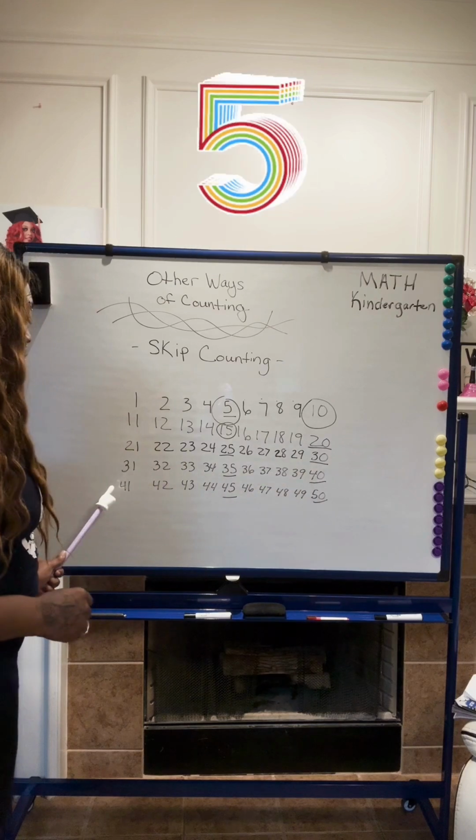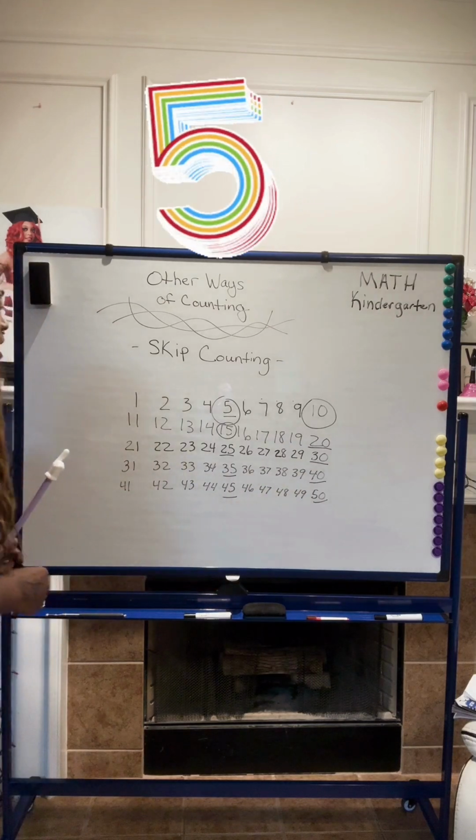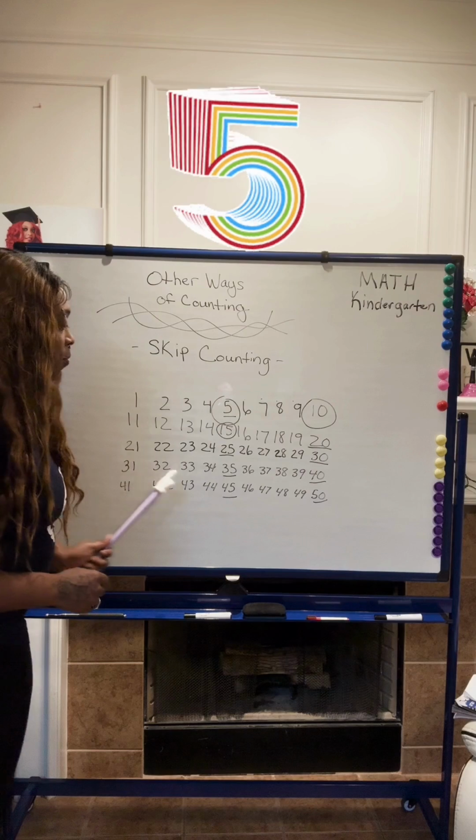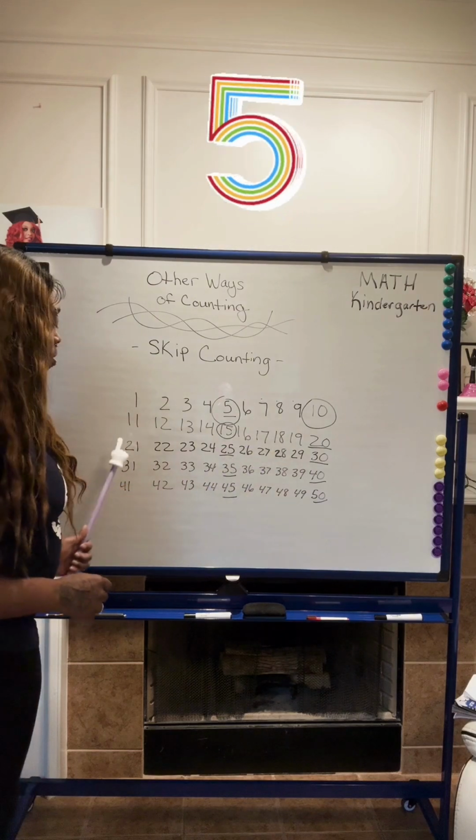That 40 starts the new row of 4s. The 30 starts a new row of 3s. The 20 starts a new row of 2s.